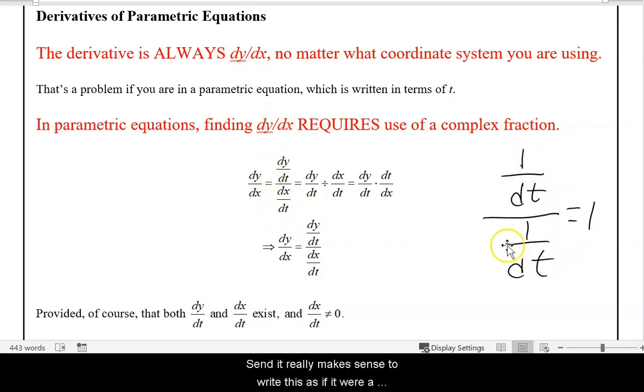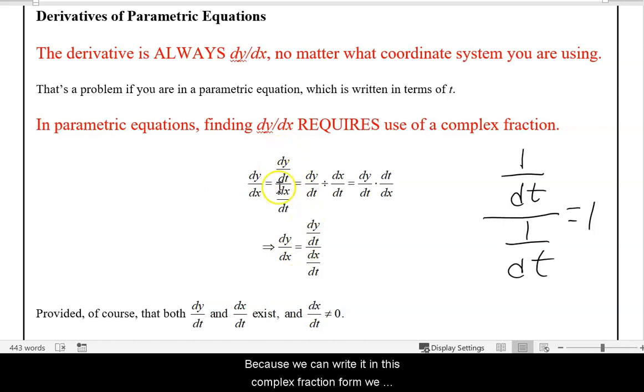Does it really make sense to write this as if it were a fraction? No, of course it doesn't. This is a derivative operation. But the genius of Leibniz's notation is that it does work if you think of it as a fraction, though in fact it is an operation.